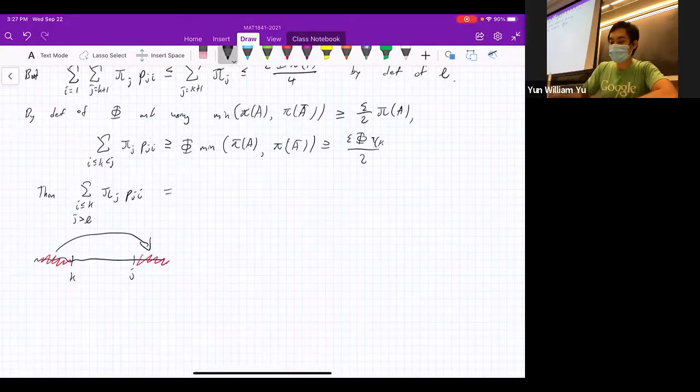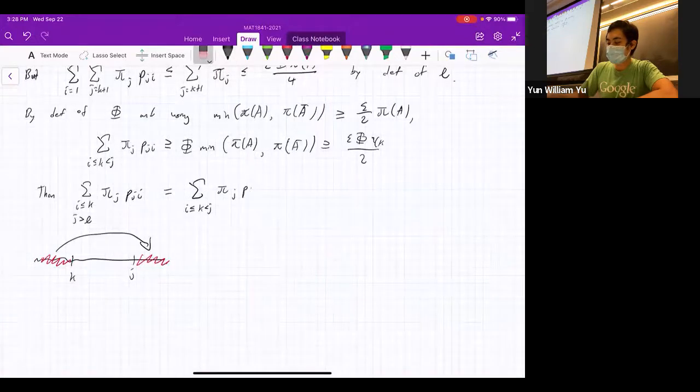Well, this is of course just equal to the sum for i less than or equal to k less than j, pi j p i j. Wait, did I mean p i j? I think I might have meant p j i. So p j i, minus the sum from i less than or equal to k less than j less than or equal to L, pi j p j i.